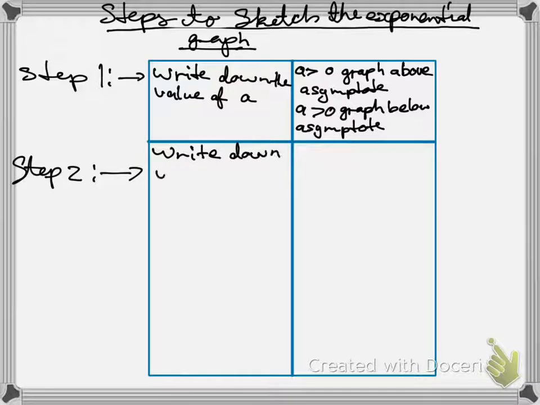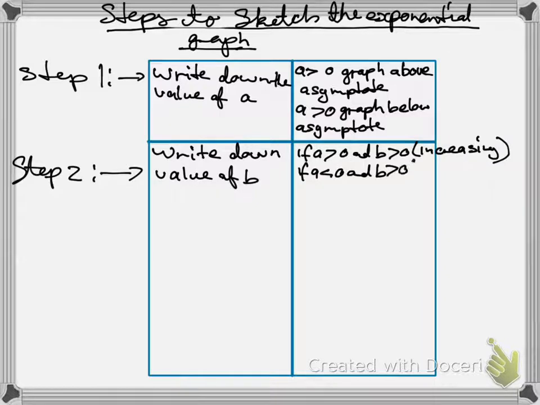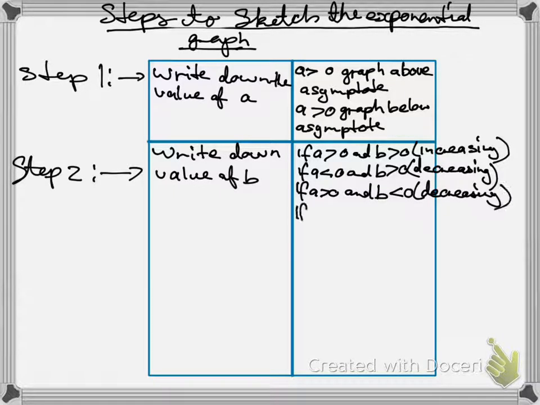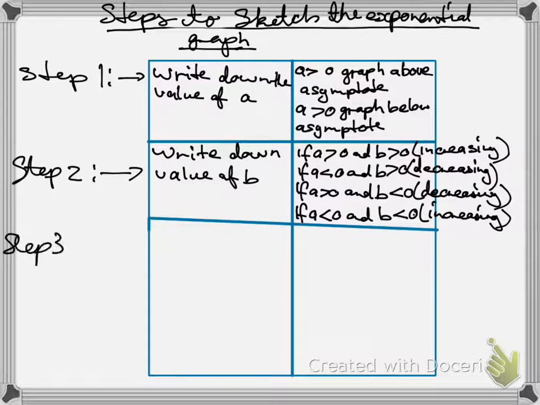So I'm going to write all the scenarios down, which you must know. If a is greater than 0 and b is greater than 0, it's an increasing function. If a is less than 0 and b is greater than 0, it's a decreasing function. If a is greater than 0 and b is less than 0, it's a decreasing function. If a is less than 0 and b is less than 0, it's an increasing function.